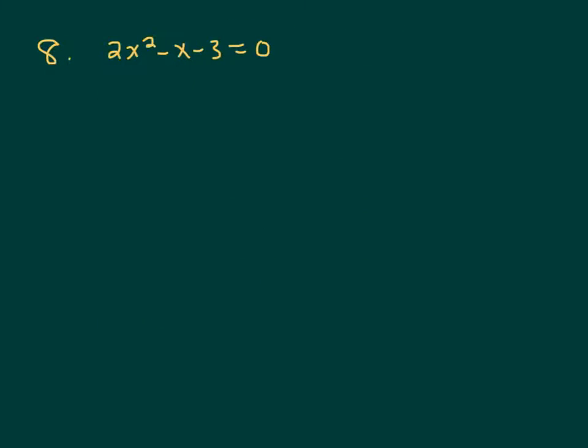Number 8, 2x squared minus x minus 3. So we can factor this by grouping. We need two numbers that multiply to give me negative 6, add to give me negative 1. So it's going to be 3 and 2. So one's negative, one's positive. So you're looking for a difference of negative 1. Well, sum of negative 1. So that will give you negative 1.